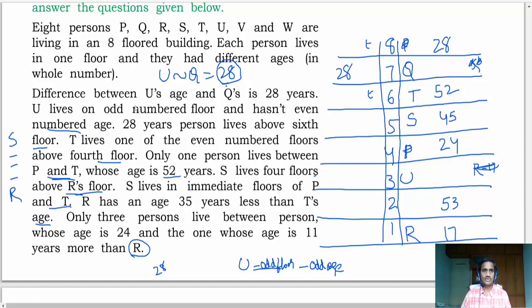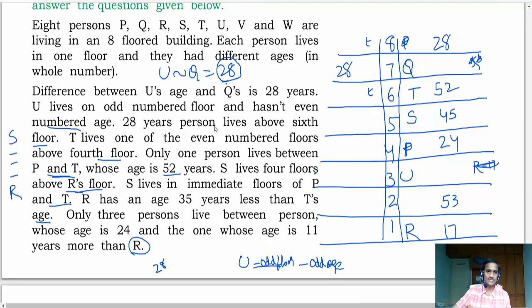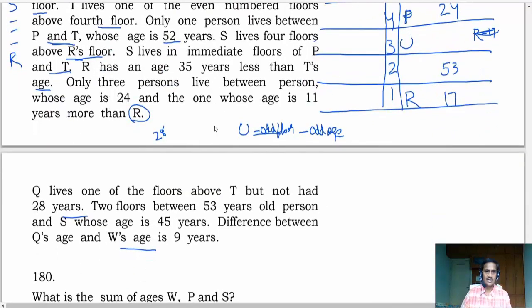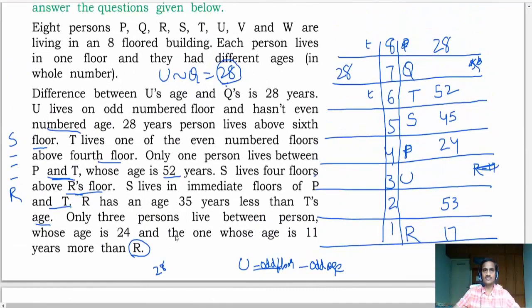Difference between U and Q is 28 అన్నారు. Q మనకి ఏజ్ ఇంకా తెలియలేదు. మరి Qకి ఇంకో ఇన్ఫర్మేషన్ ఏమని చెప్పండి? Uకి Qకి 28 డిఫరెన్స్ ఉంది. And next one, difference between Q and W is 9 years. Now we need to identify where this W is.